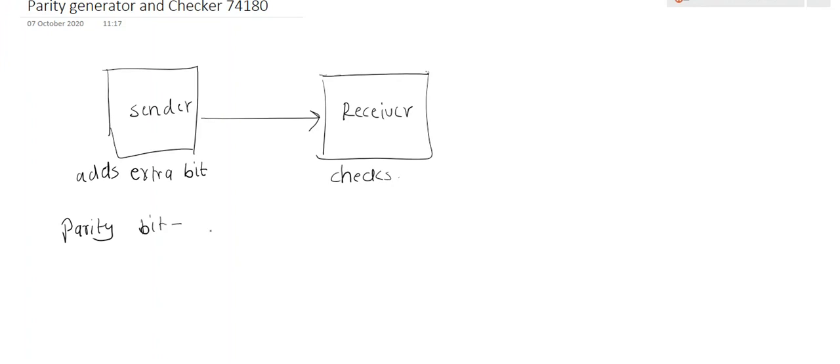A parity bit is nothing but an extra bit which is included along with the message, with the binary message. Clear? And this parity bit is either the even parity bit or the odd parity bit.